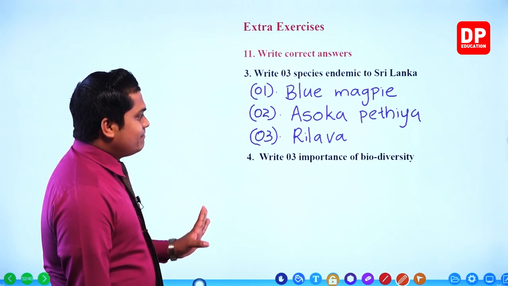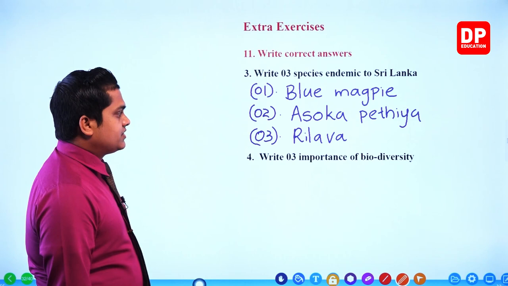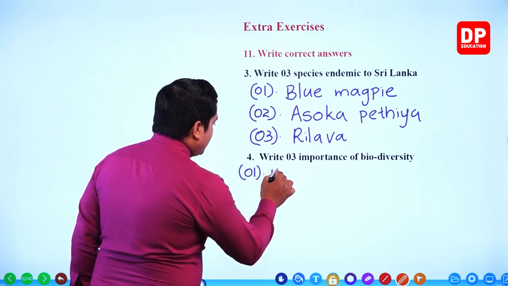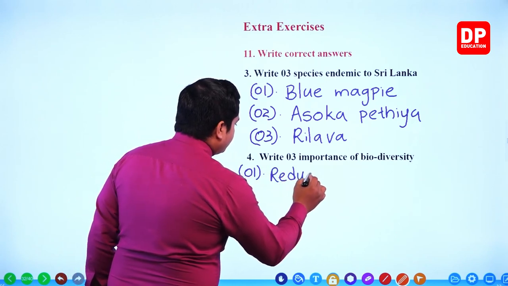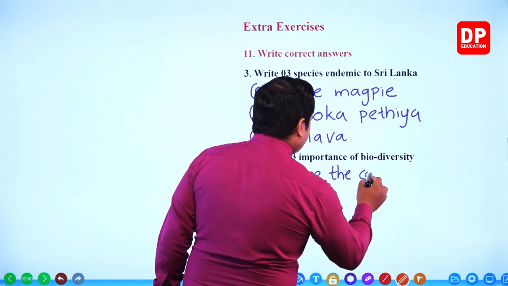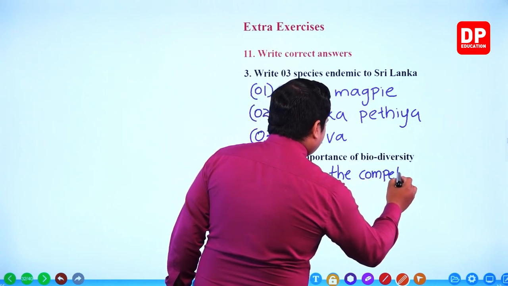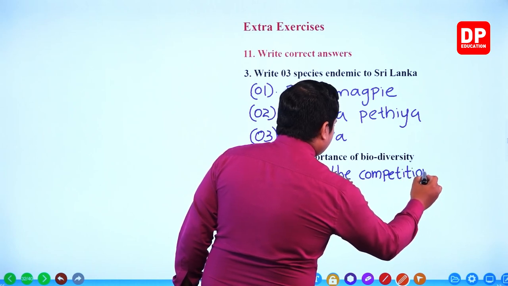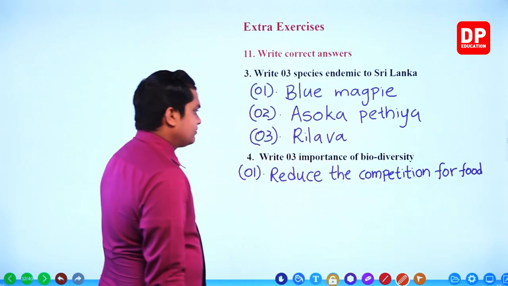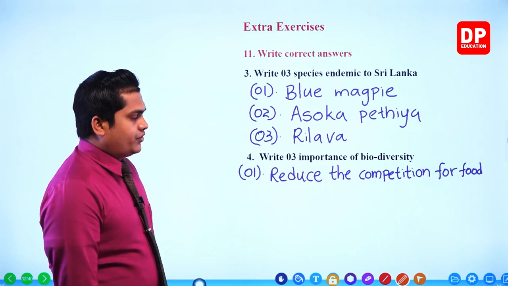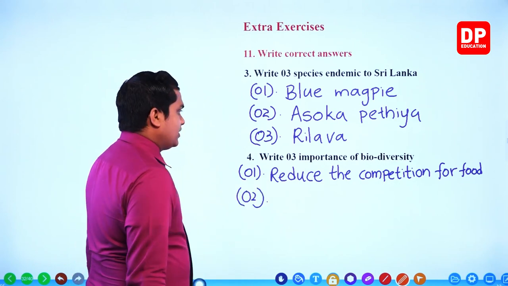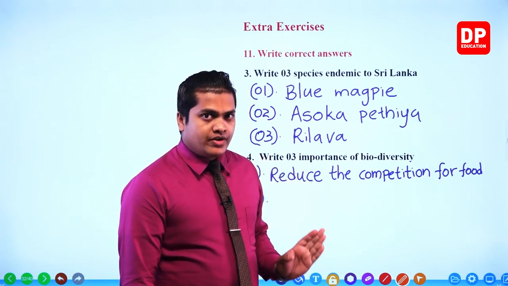Next one. Write three importance of biodiversity, my dear children. Number one, reduce the competition for food. Next one, number two. You have to write down three importance of biodiversity.